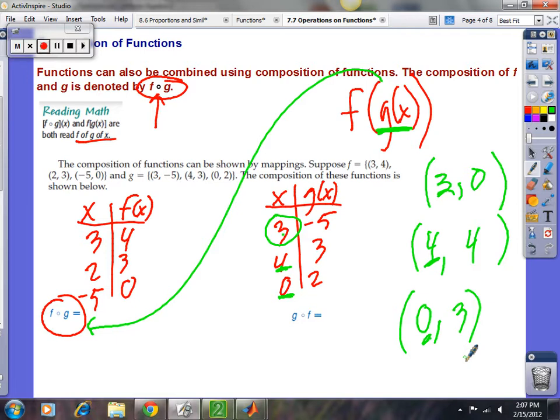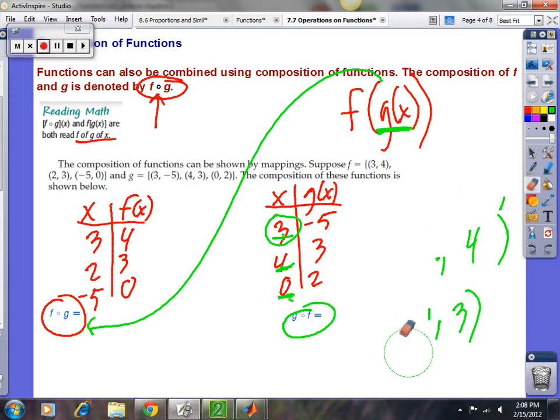Let's do this now. Which one to substitute in? These 3, 4, and 0. This is F compose G. So you're going to start with G. So these are my G. I just 3, 4, 0.